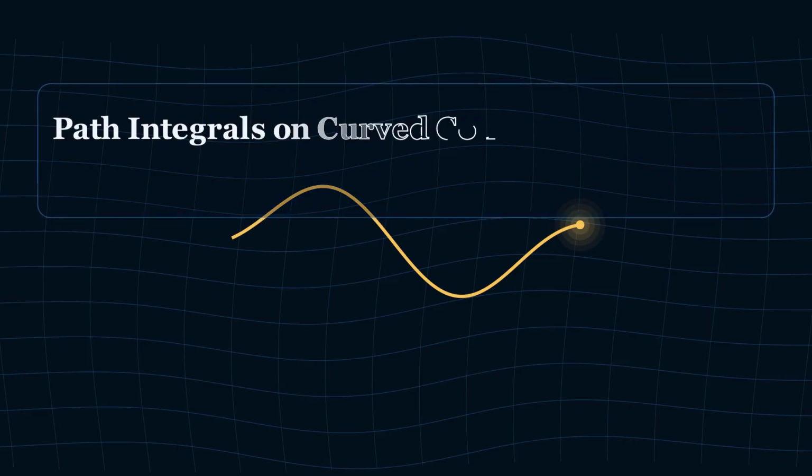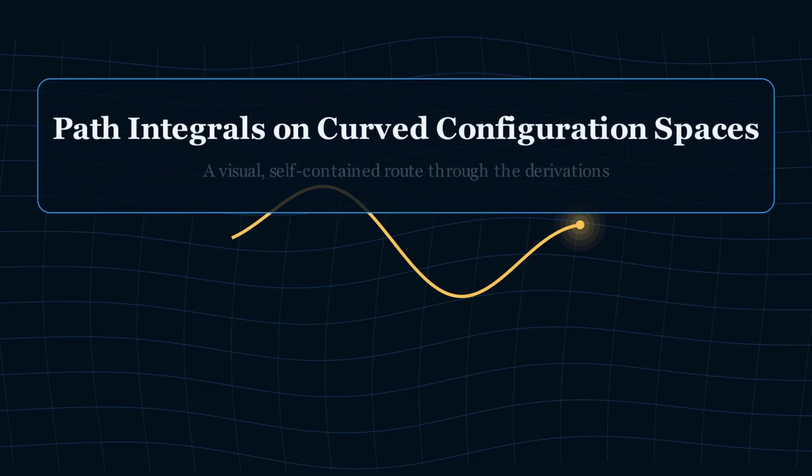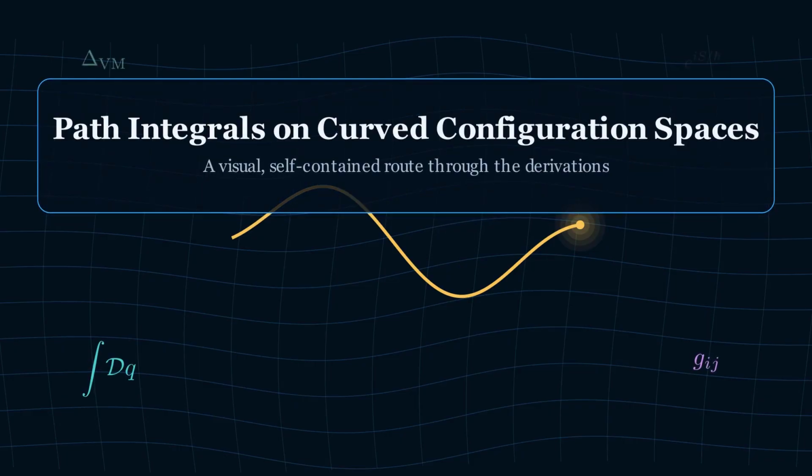Hello, and welcome to this course on path integrals in curved configuration spaces. A path integral describes quantum evolution by combining all possible histories between an initial and a final configuration. In familiar examples, those configurations often lie in a flat Euclidean space. In this course, geometry becomes part of the quantum problem. Distances, volumes, classical paths, and even the short-time normalization depend on the curvature of the configuration space.